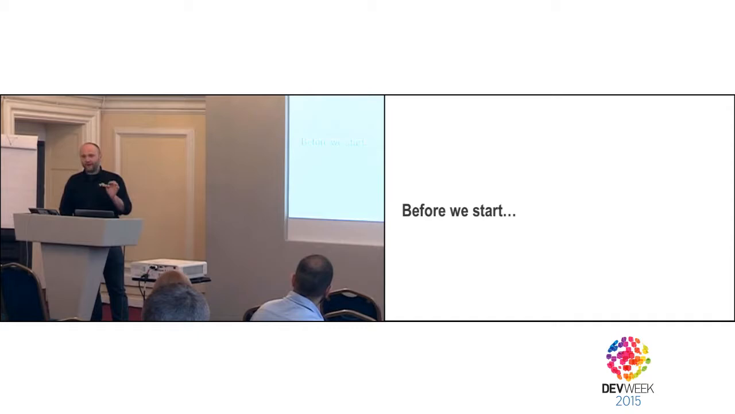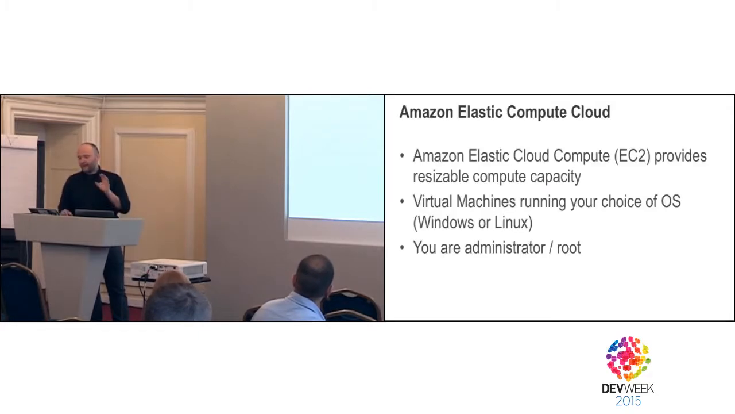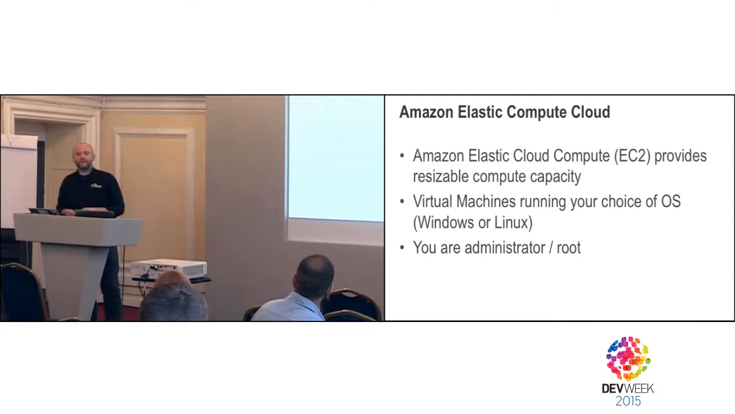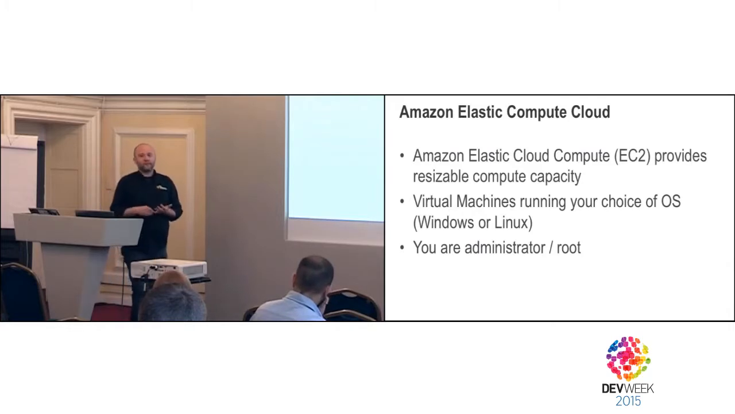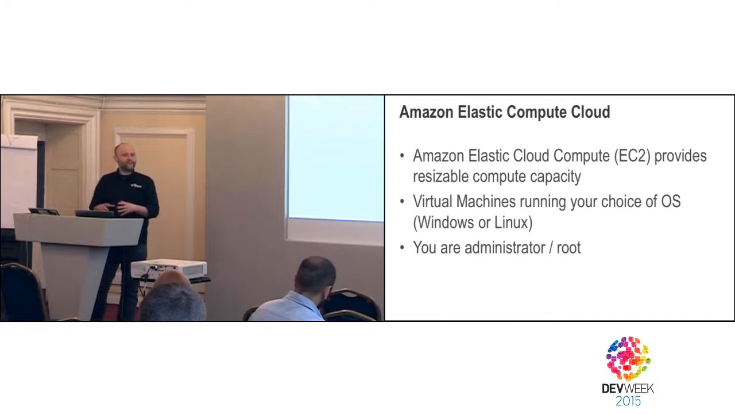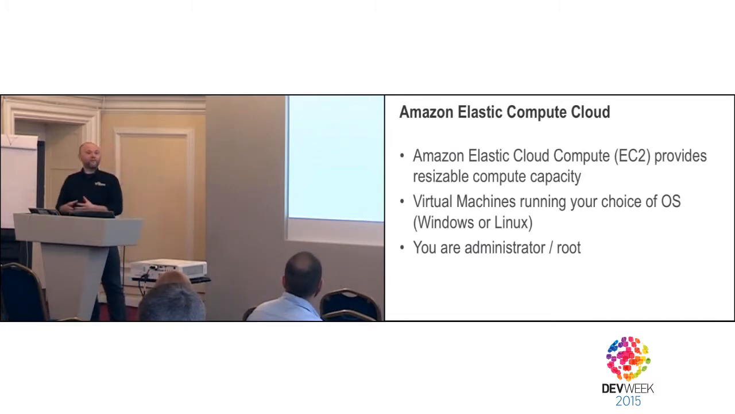Before we start, a couple more things I just want to cover so you understand what we're talking about. The first one is Elastic Compute Cloud. This is our service that provides virtual servers in the cloud. You spin up a virtual machine. You can specify which operating system you want, whether it's Windows or Linux. You have control over that virtual machine. You are the administrator or the root account. We do not have access. You manage it yourself.